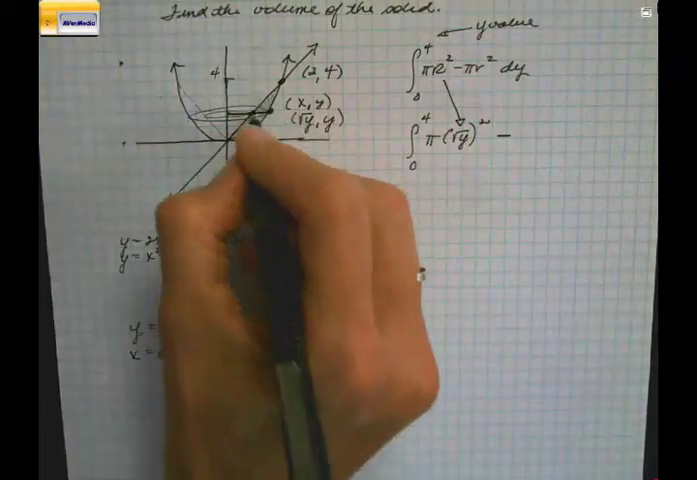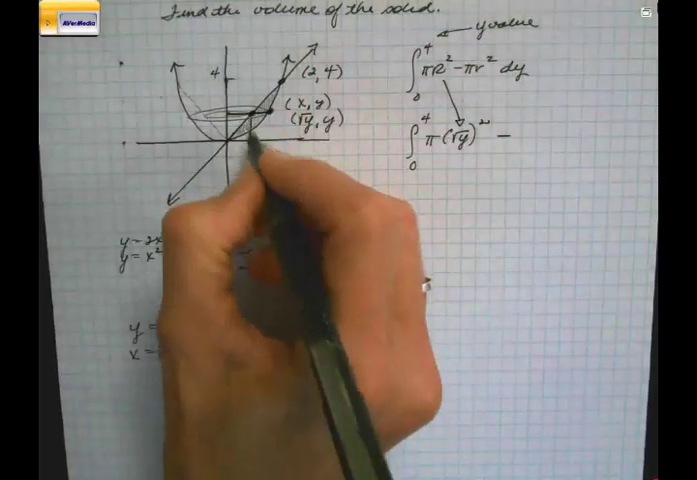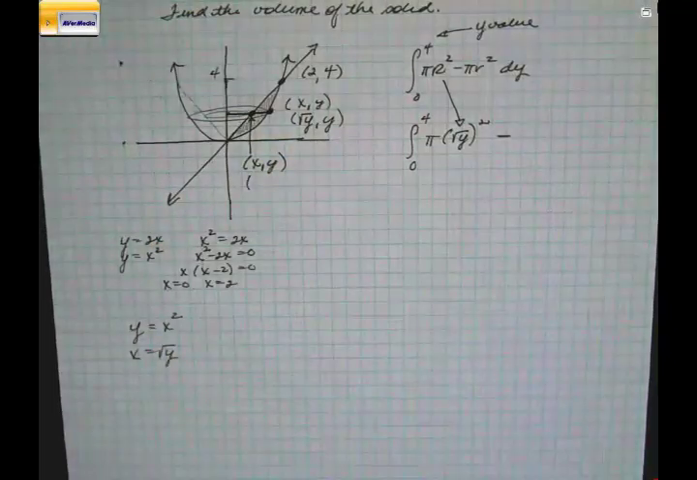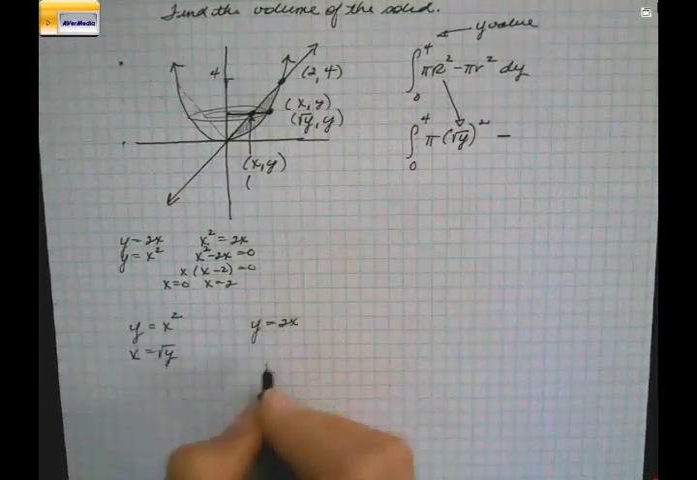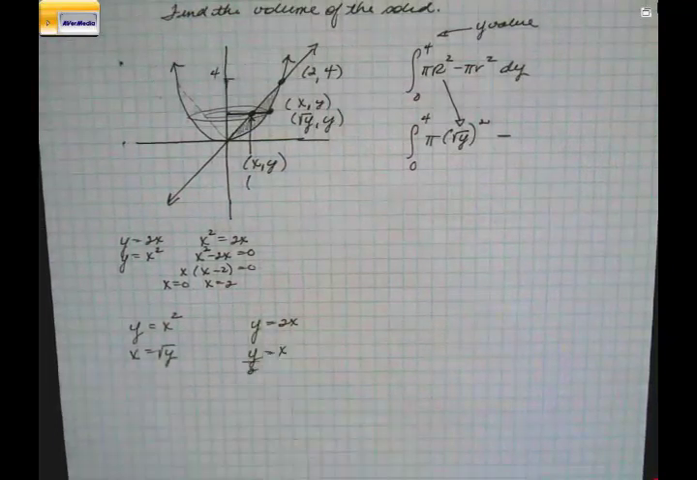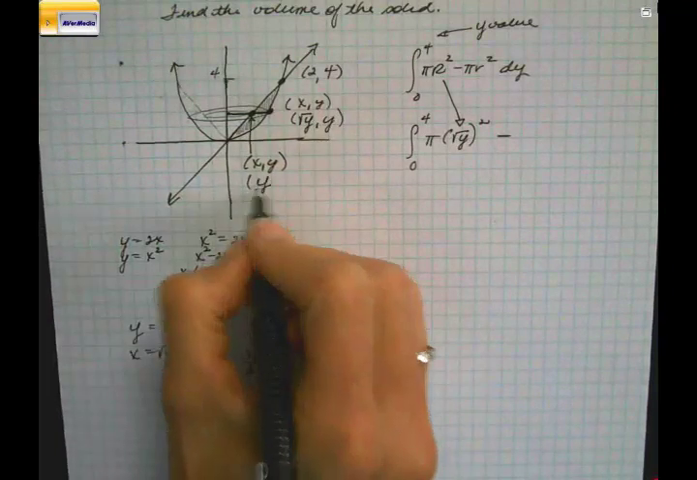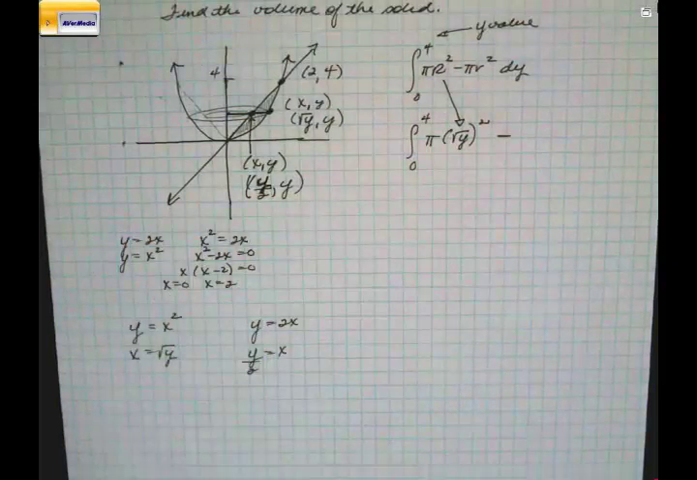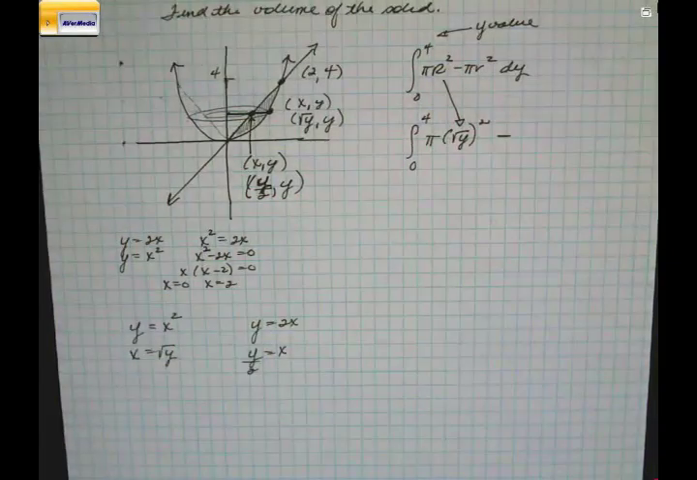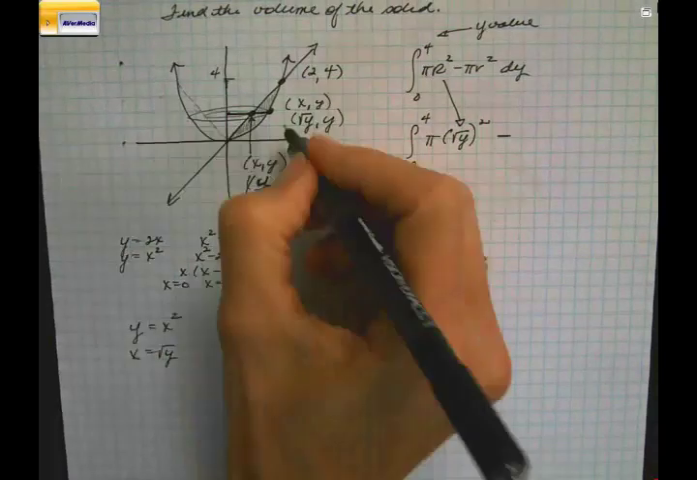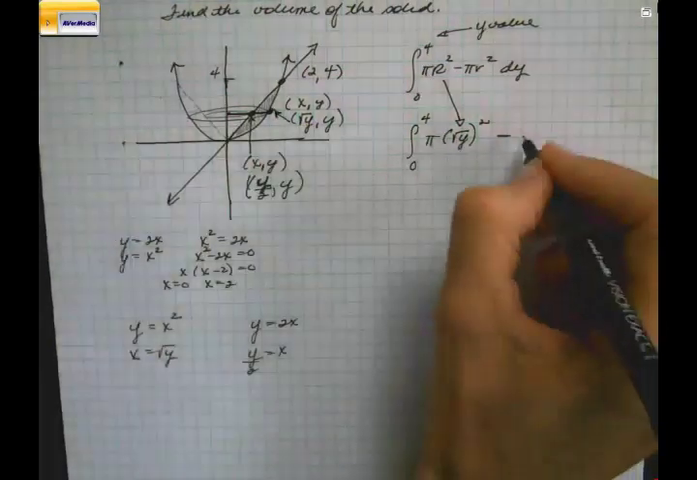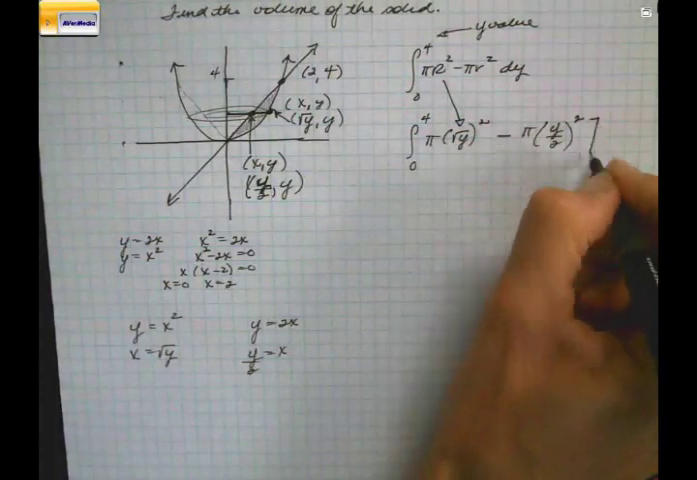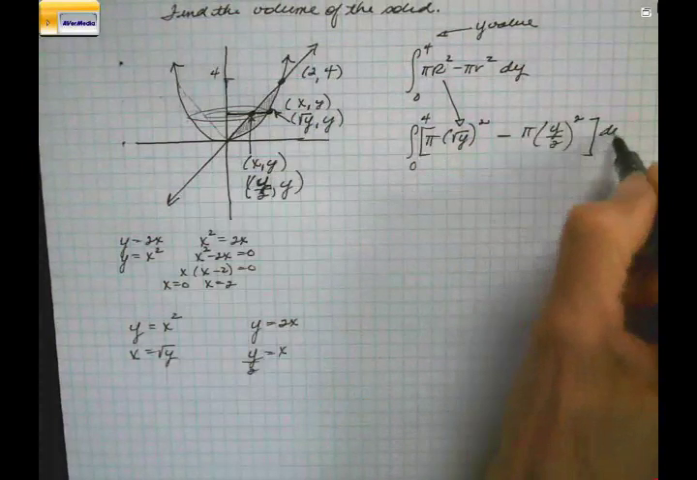Now, this point right here also has an ordered pair, x, y, but it all has to be in the y variable. So when you say y equals 2x, then y divided by 2 is x. So replace the x with y halves. So it's (y/2, y). So what is little r's value? Y halves. So this one's pi times (y/2) squared, all of this dy.